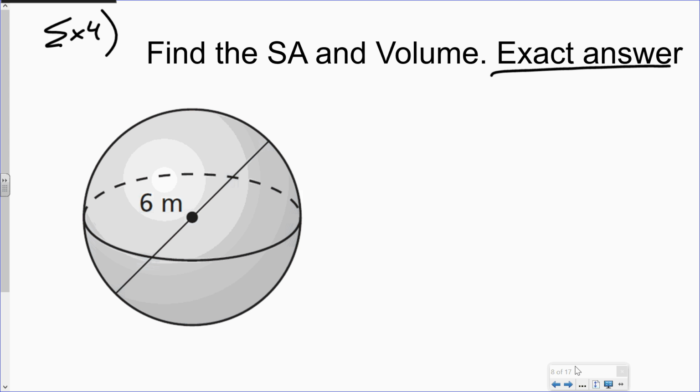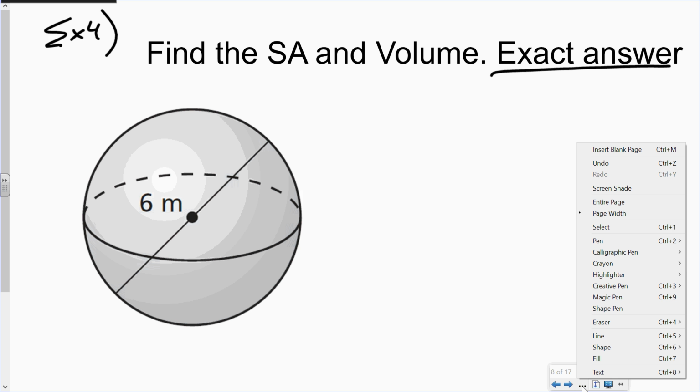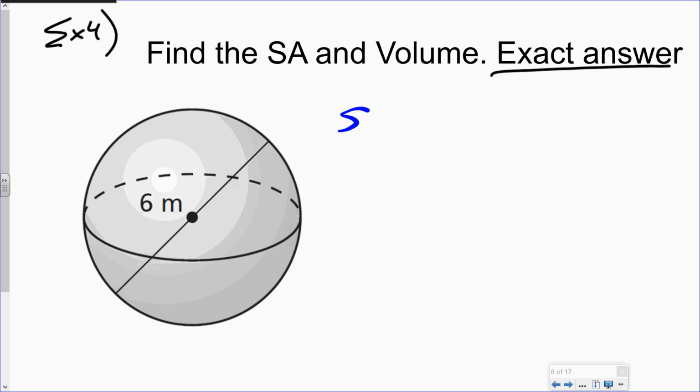Ready, Ramirez? Let's do this. This will go by a little quicker because I'm asking for the exact answer. We're not going to need to replace pi with 3.14. So let's go surface area first. We want both of the sphere. Here we go. Surface area.